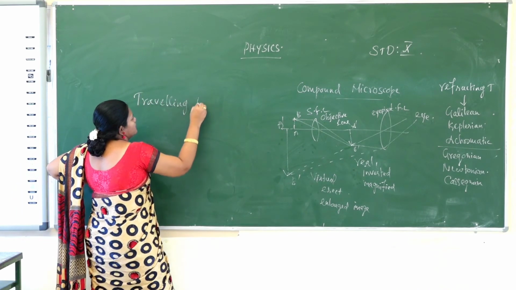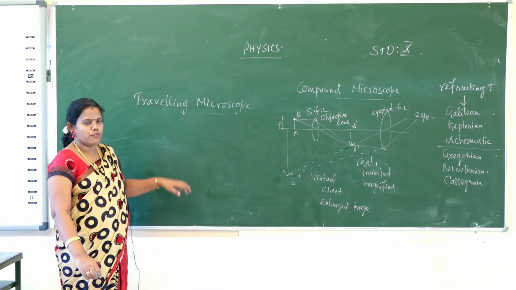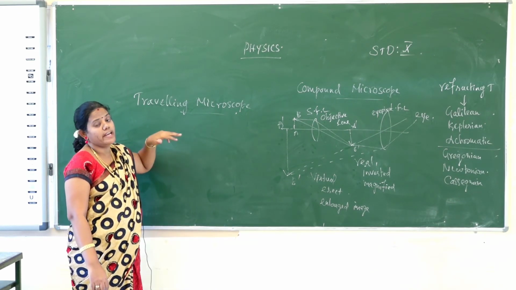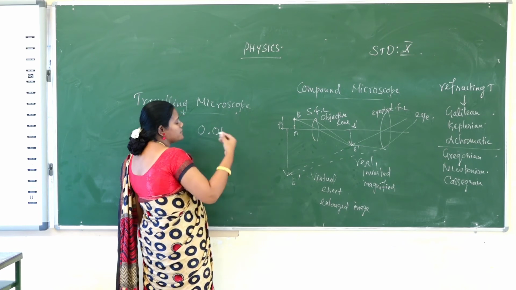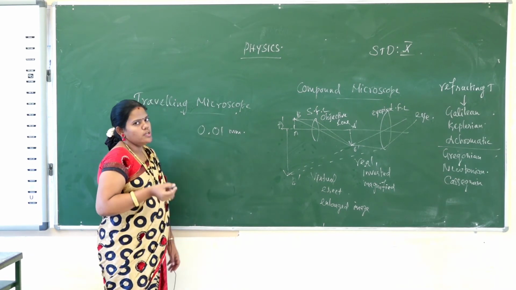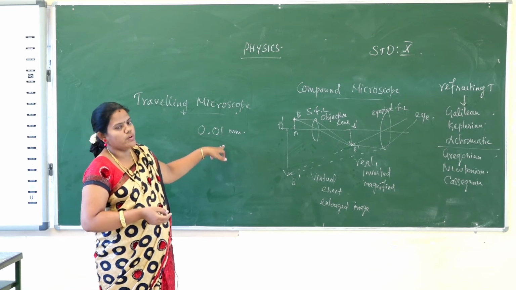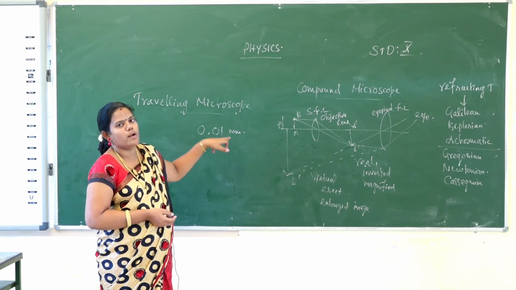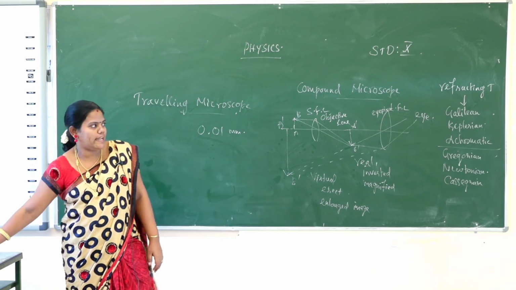The traveling microscope gives very good accuracy of measurement compared to simple and compound microscopes. The traveling microscope works on the principle of the vernier caliper. The least count of a vernier caliper is 0.01 centimeter, but the least count of the traveling microscope is 0.01 millimeter. So it magnifies a tiny object to a bigger size. The traveling microscope is used in various laboratories to give great accuracy for tiny objects. So there are three microscopes: simple, compound and traveling. Next we will go for the telescope.